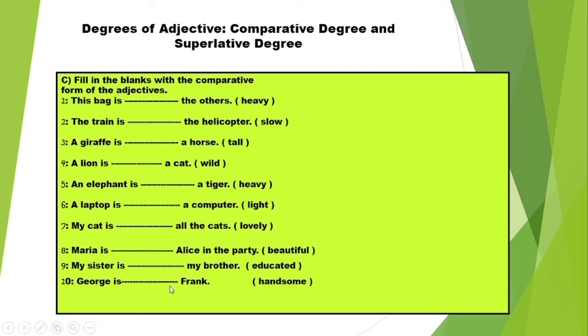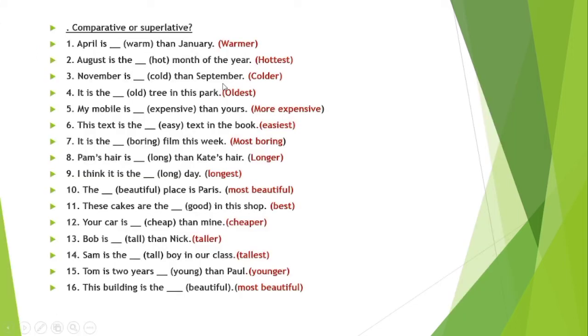George is more handsome than Frank. We have another activity, comparative or superlative degree. Now we'll see whether we need a comparative degree or a superlative degree. So we'll look at the sense of the sentence.